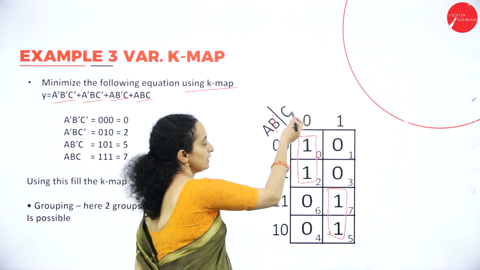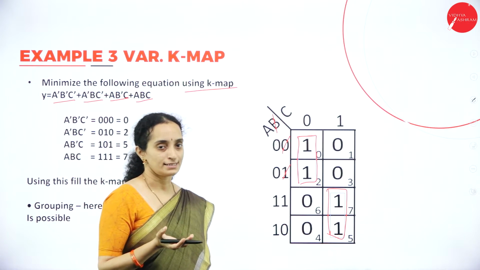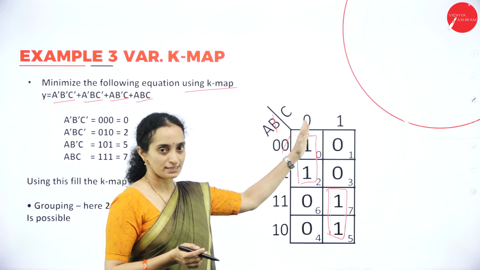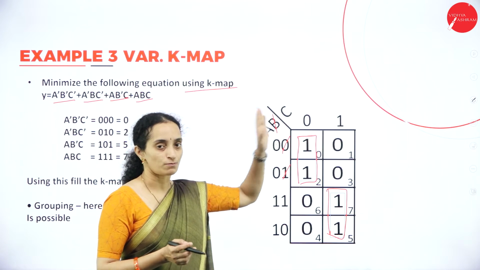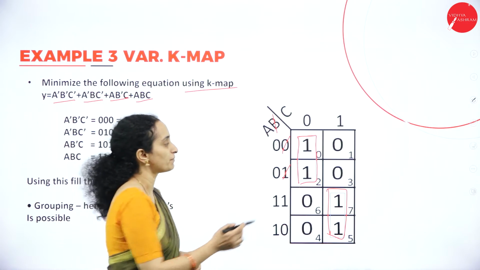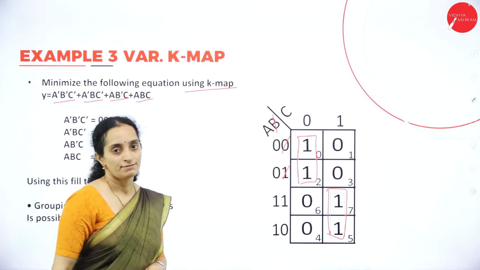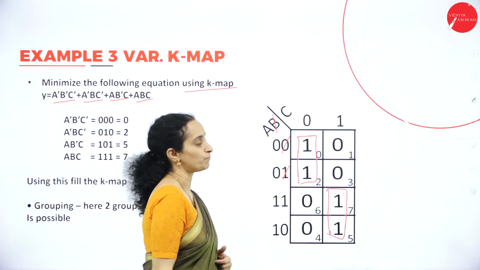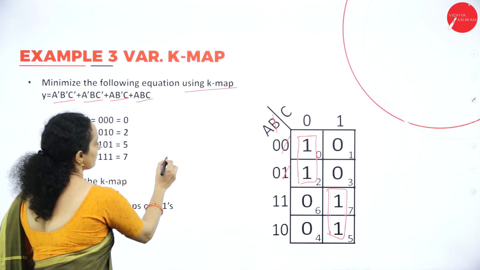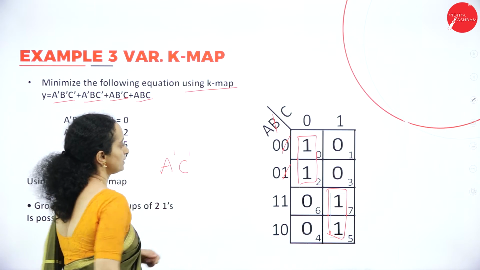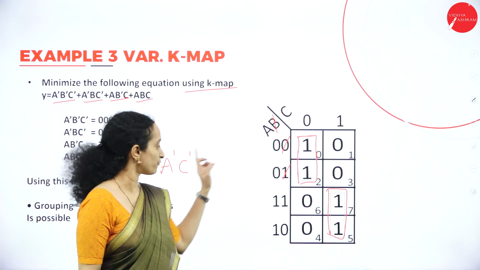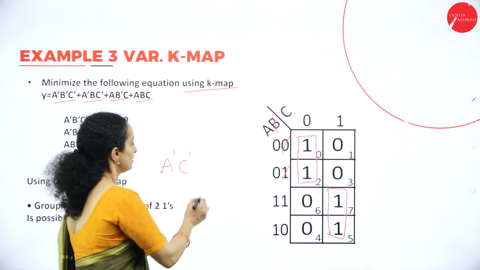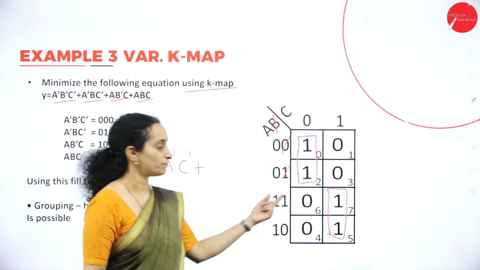When you look at C, C doesn't have any changes because only the complement form of C is associated, not the non-complement form. So you cannot cancel the variable C. Now we remain with A in the complement form and C in the complement form. So the expression will be A dash, C dash. Now, you'll get another min term from this group.